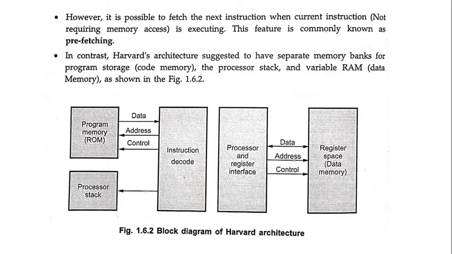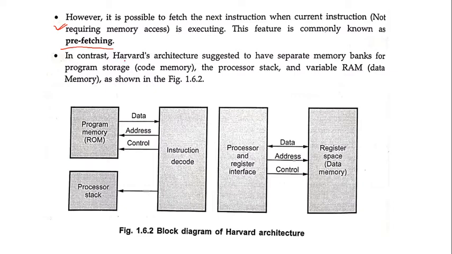Next we are going to see that it is possible to fetch the next instruction when the current instruction does not require memory access. Because the current instruction is already going to be executed at that time, the next instruction we can also execute. So this feature is commonly known as prefetching.